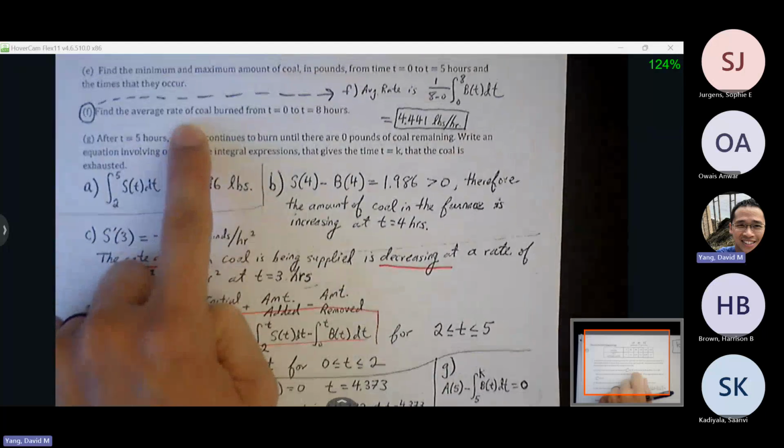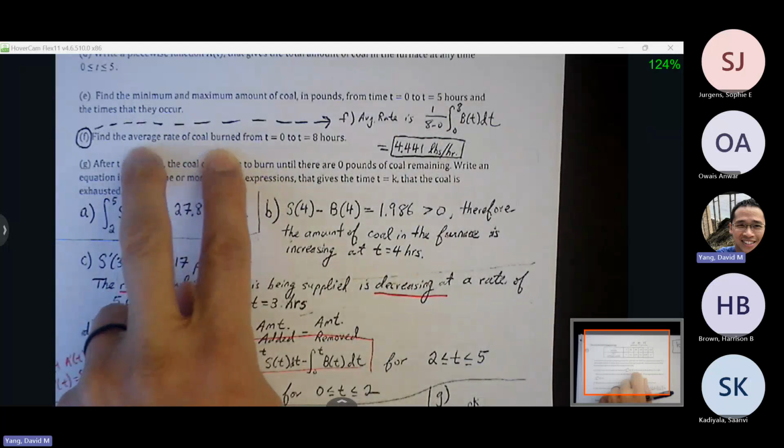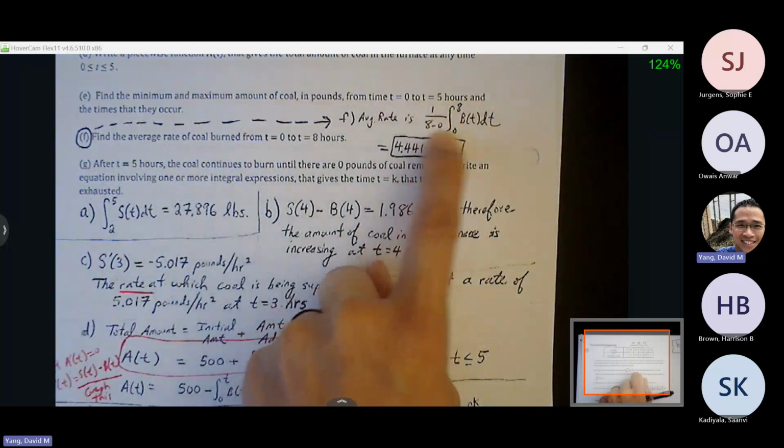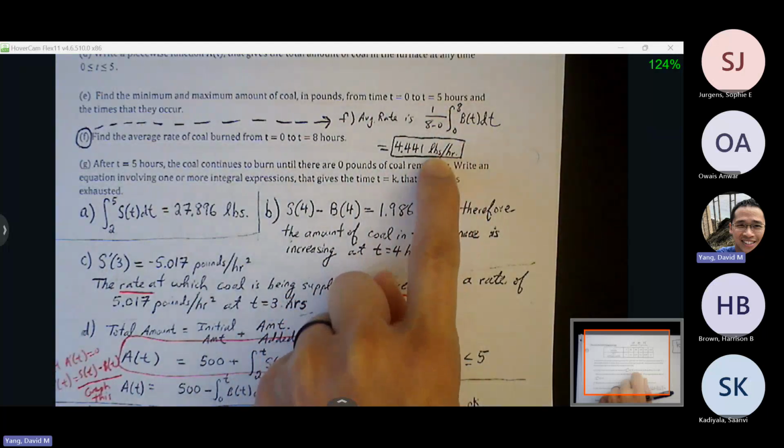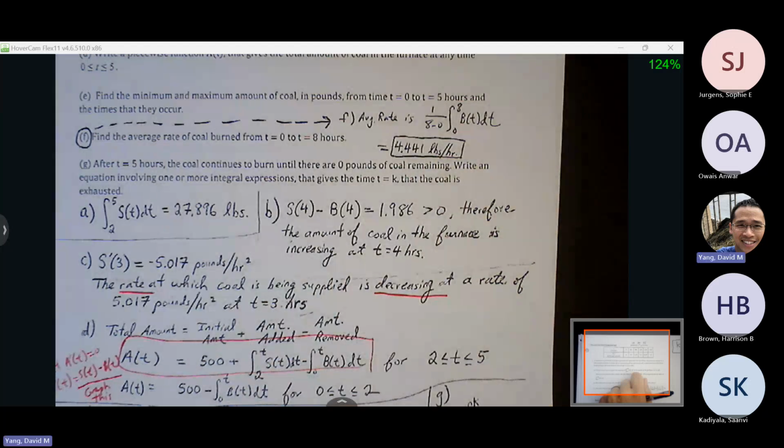Part F, find the average rate of coal burn. This is average value theorem. So we go through average value theorem here for B of T.